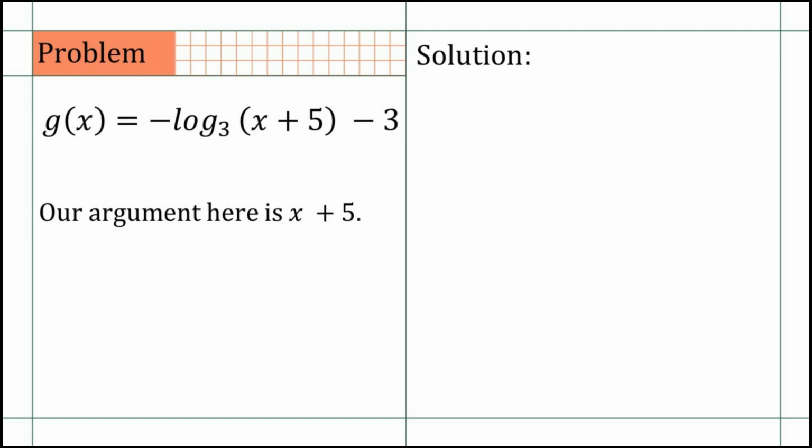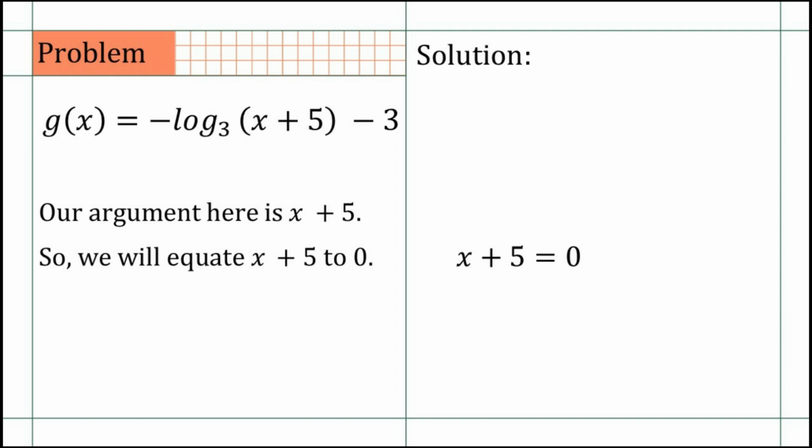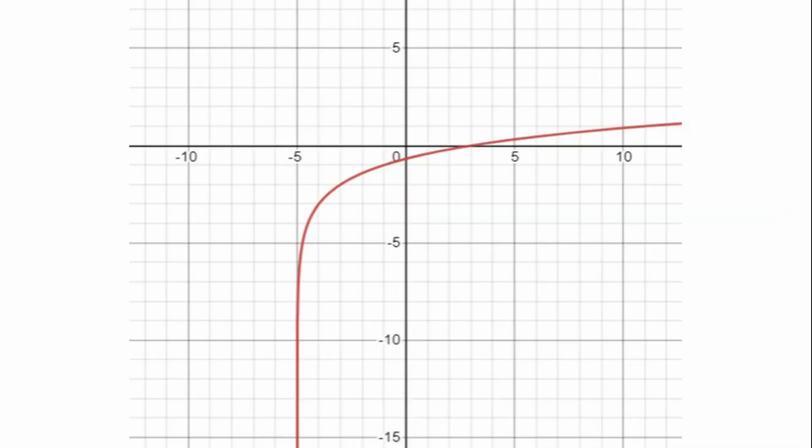Our argument is x plus 5. Equate this to 0. We have x plus 5 equals 0. Solving for x, we will transpose 5 to the other side. So we have x equals negative 5. Our vertical asymptote is x equals negative 5.